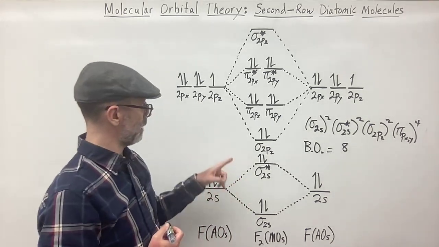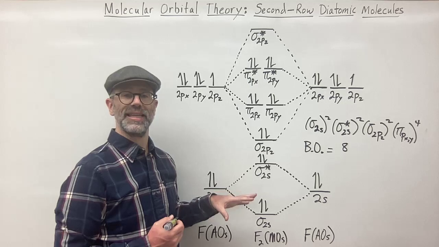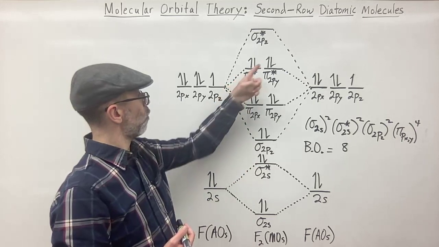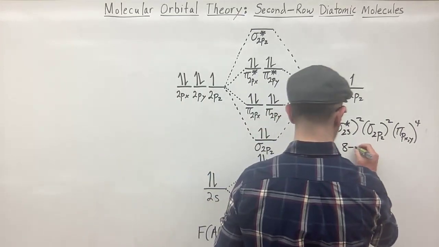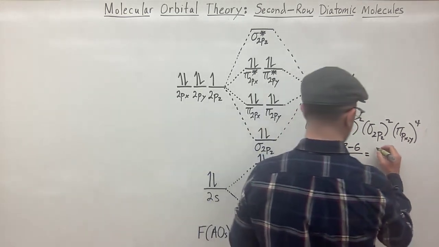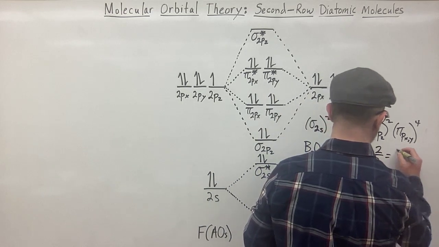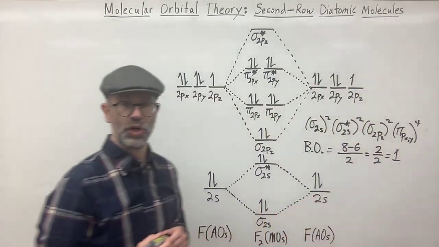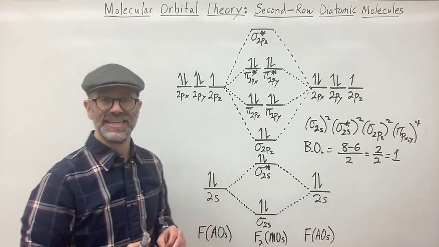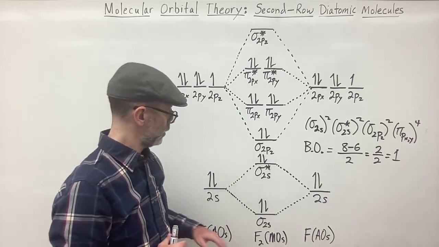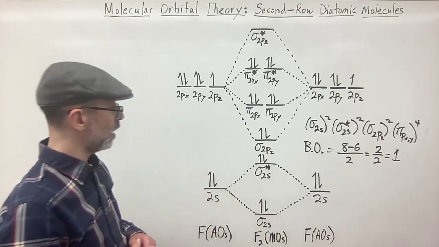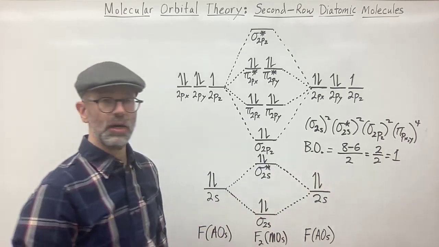Now for the anti-bonding electrons, those are going to be the electrons that are in the molecular orbitals with a star. So we have 1, 2, 3, 4, 5, 6. So we're going to minus 6, and then that is divided by 2. 8 minus 6 is 2. So 2 divided by 2 is 1. So the bond order is 1 for F2, which fits with our data and what we know about F2. So that does have a single bond. So that is correct. Now, what about oxygen?